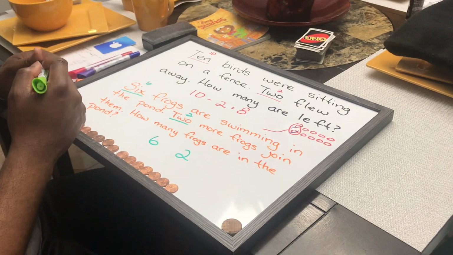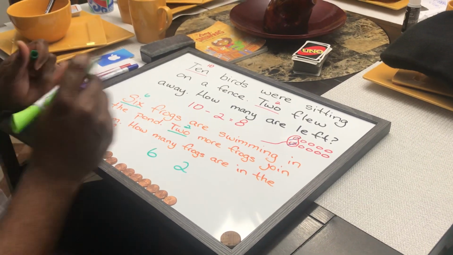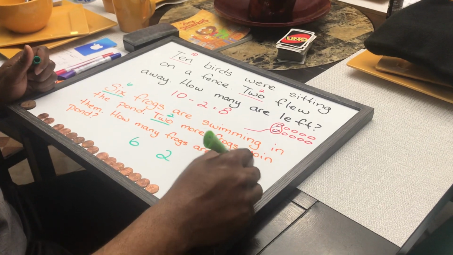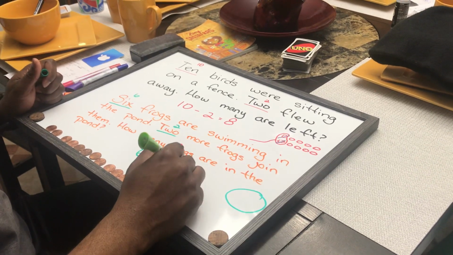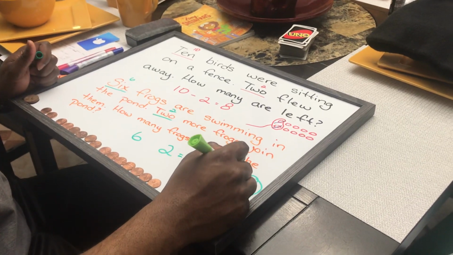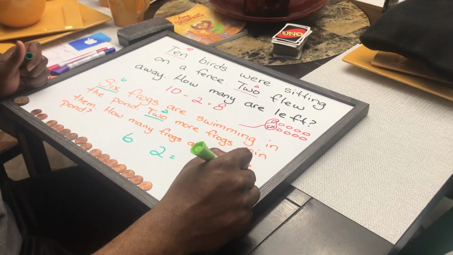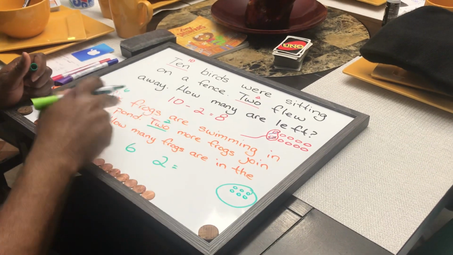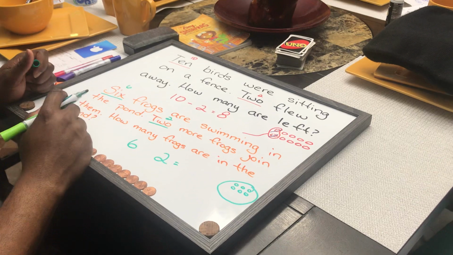Now, let's figure out what's going on in this sentence by drawing pictures. So it says 6 frogs are swimming in a pond. So we're going to draw a little pond, and we're going to put some frogs in there. Now, my frogs are going to be circles. 1, 2, 3, 4, 5, 6. So I have 6 frogs that are swimming in the pond, right?